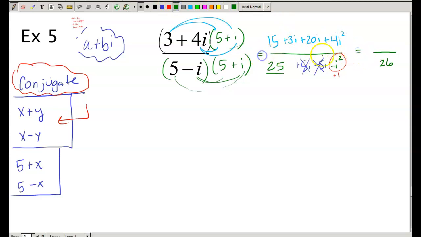And so now when we simplify the top, we're going to have 23i, right? So I'm going to put that over here, 23i.